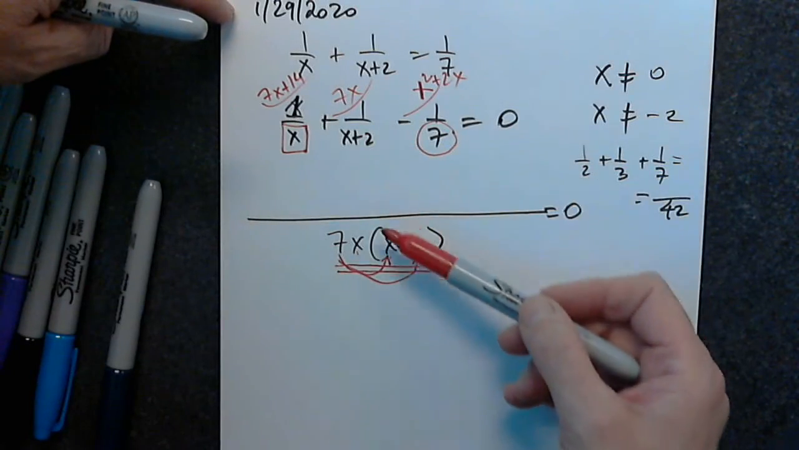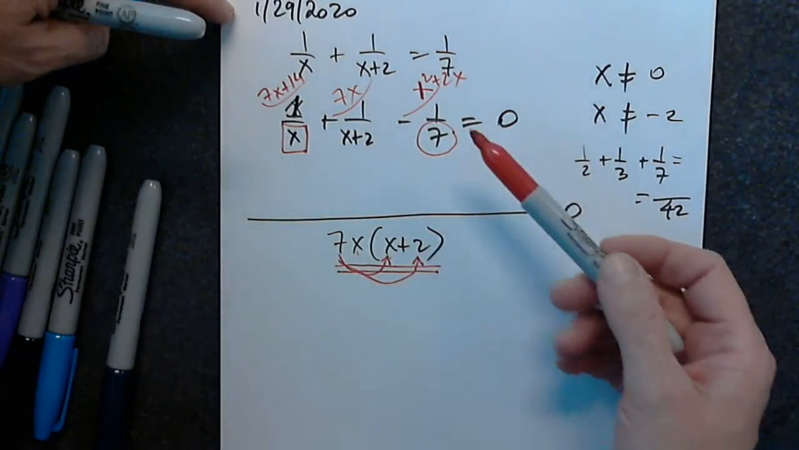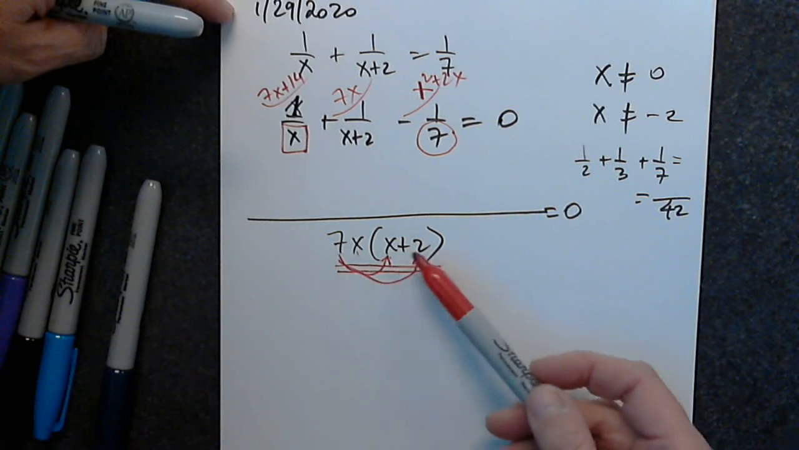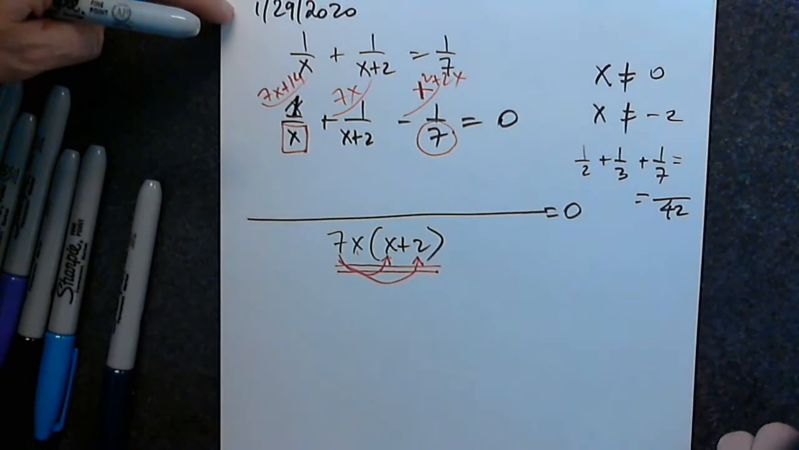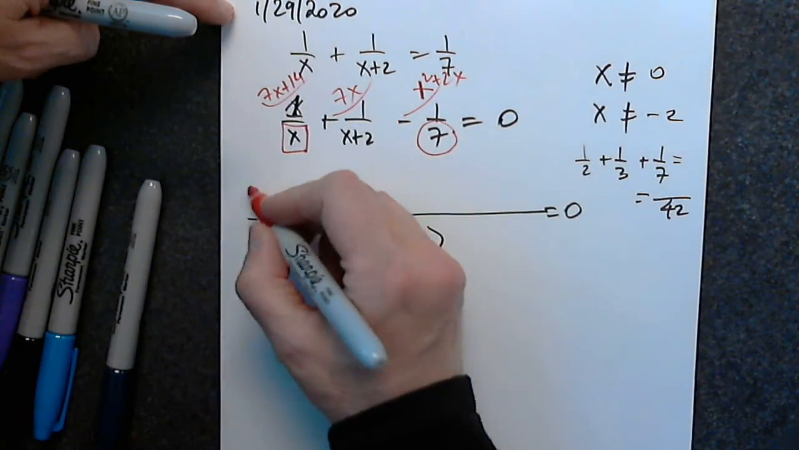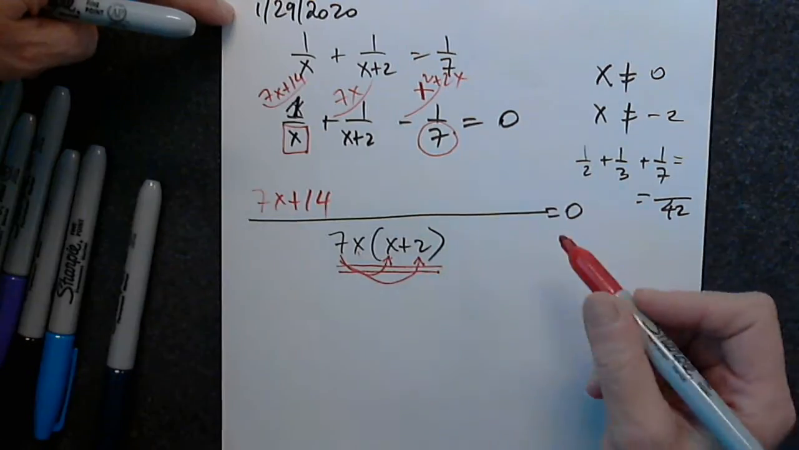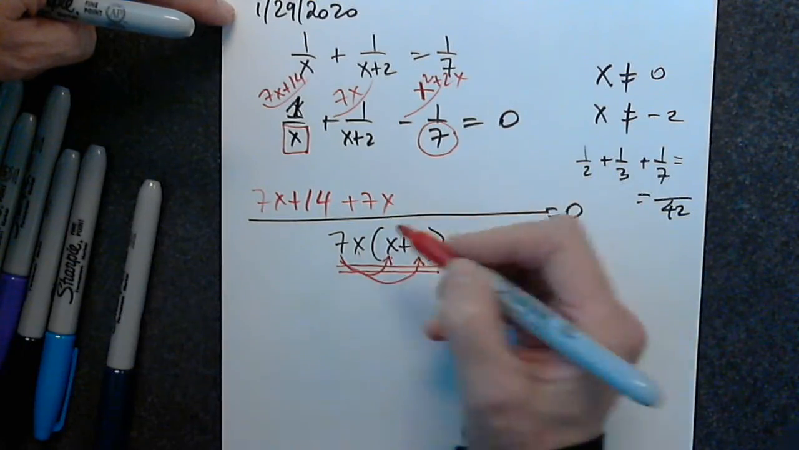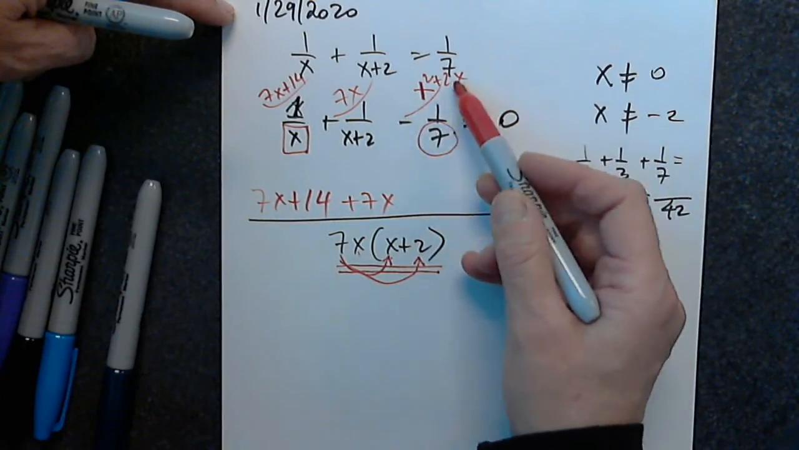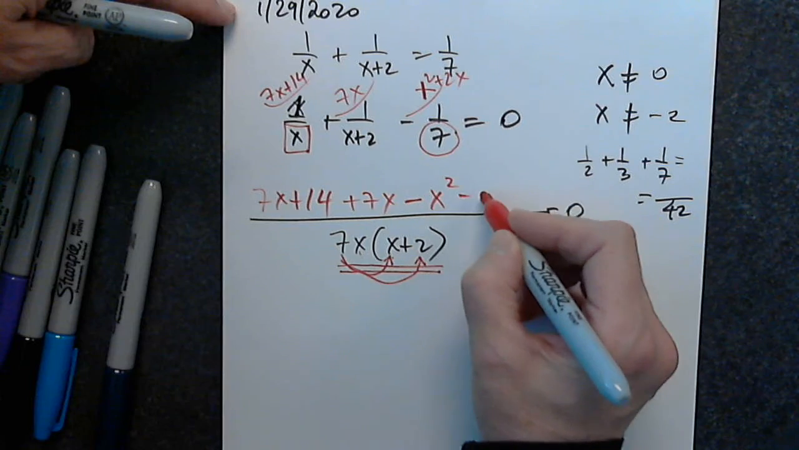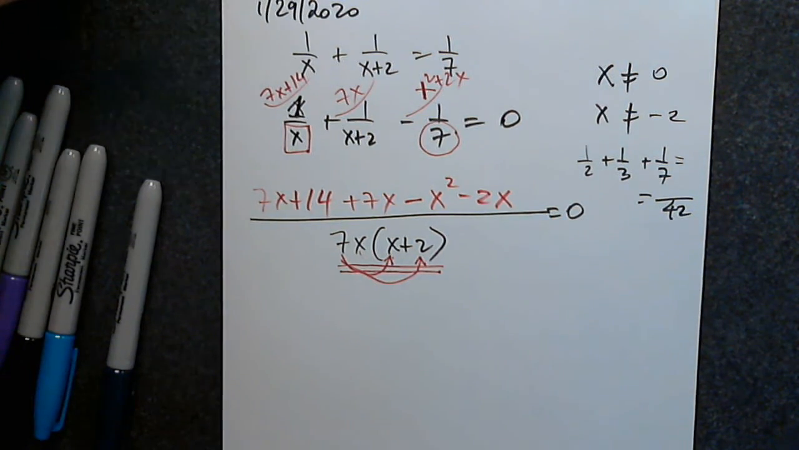Okay, so x plus 2 is here, 7 and x are not. 7 is here, and x plus 2 are not. Is this okay? Perfect. So then 1 times 7x plus 14, 1 times 7x, and negative 1 distributed to these two terms, negative x squared minus 2x.